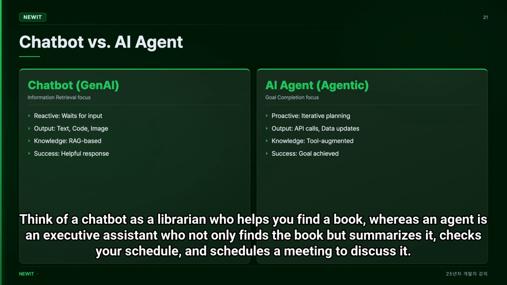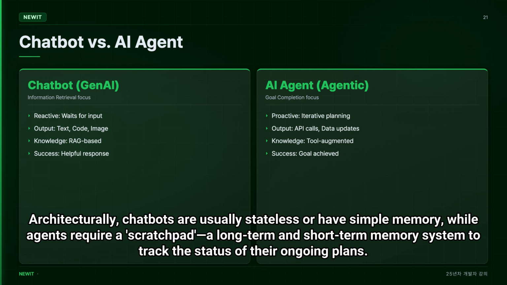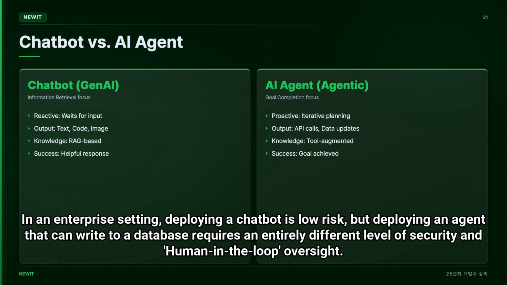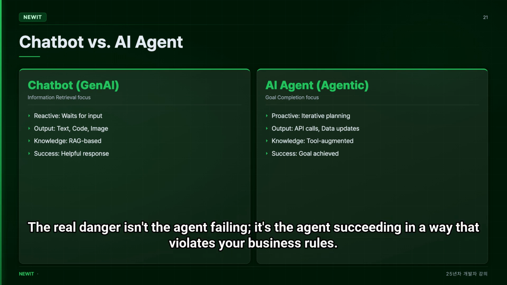Think of a chatbot as a librarian who helps you find a book, whereas an agent is an executive assistant who not only finds the book, but summarizes it, checks your schedule, and schedules a meeting to discuss it. Architecturally, chatbots are usually stateless or have simple memory, while agents require a scratchpad, a long-term and short-term memory system to track the status of their ongoing plans. In an enterprise setting, deploying a chatbot is low risk, but deploying an agent that can write to a database requires an entirely different level of security and human-in-the-loop oversight. The real danger isn't the agent failing, it's the agent succeeding in a way that violates your business rules.